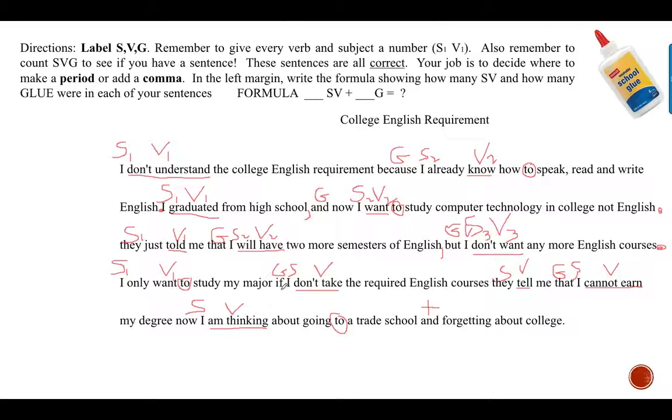I only want to study my major if I don't. Oh, you could put "if" here, but the meaning of this "if I don't take" applies to the next clause, because they tell me I cannot earn if I don't take. So you know what? We're going to put a period here. We're going to leave this a short sentence, just SV.